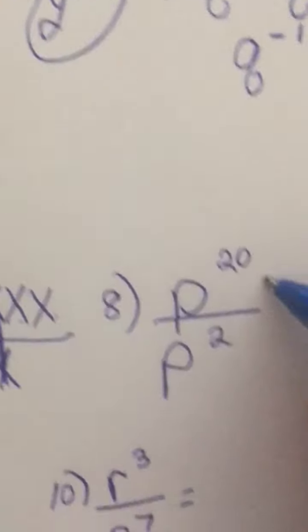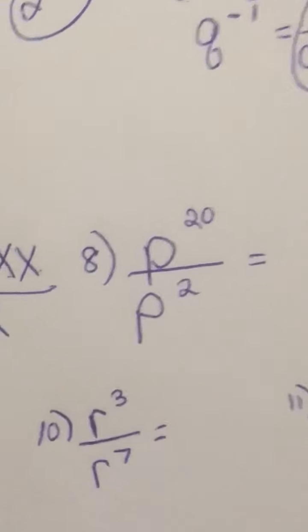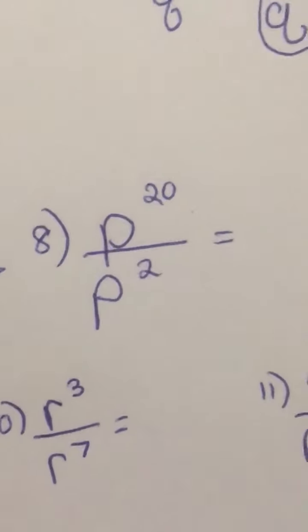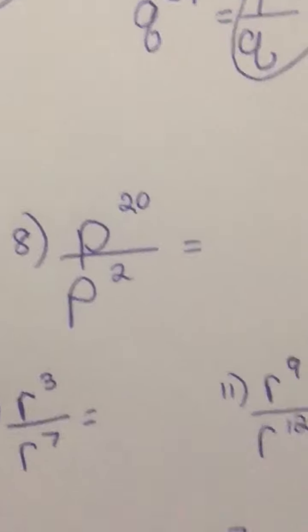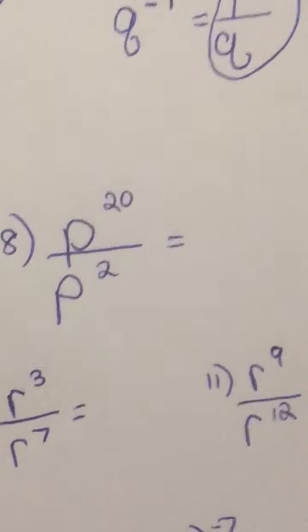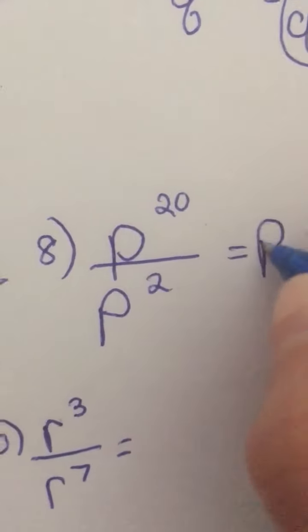So we'll do a few examples. So p to the 20th over p to the 2nd, I certainly don't want to write out p 20 times on the top, but I do know that 2 of them will cancel out. 20 take away 2 is 18, so this will be p to the 18th.